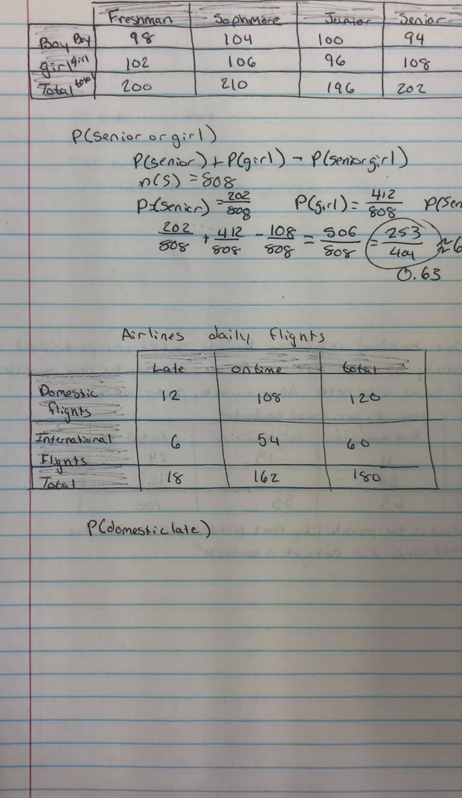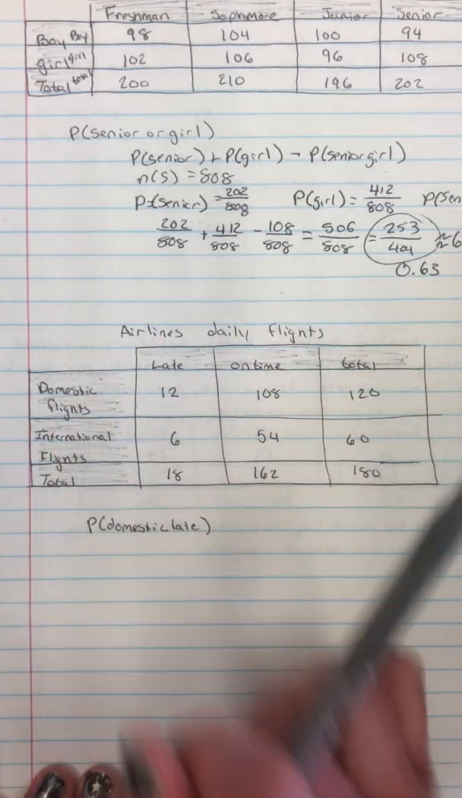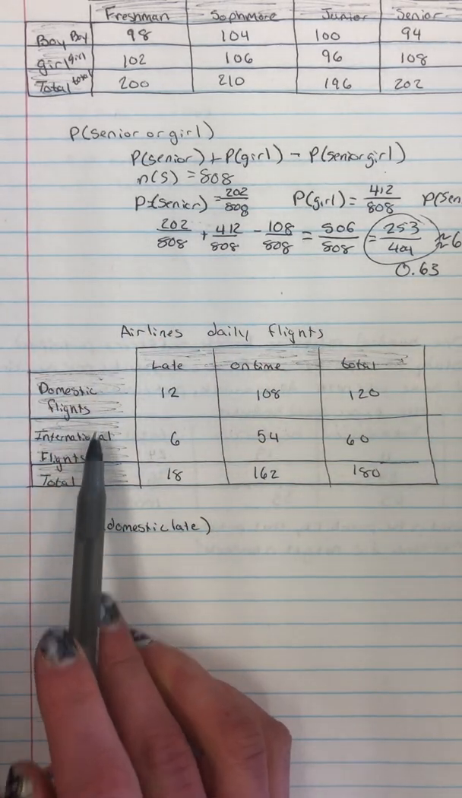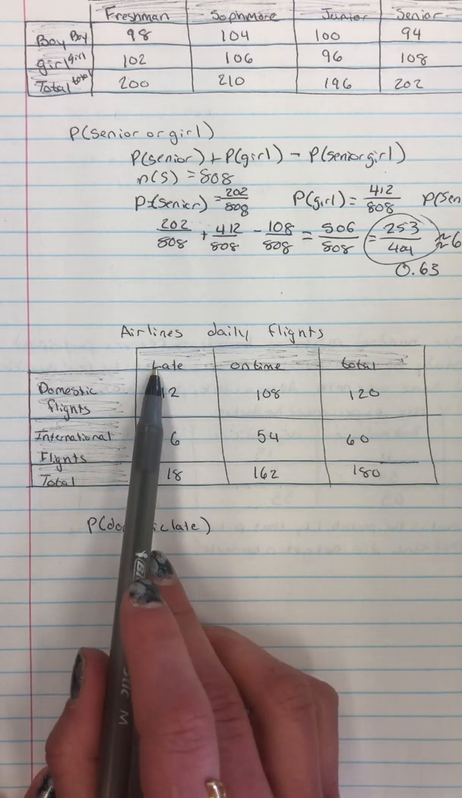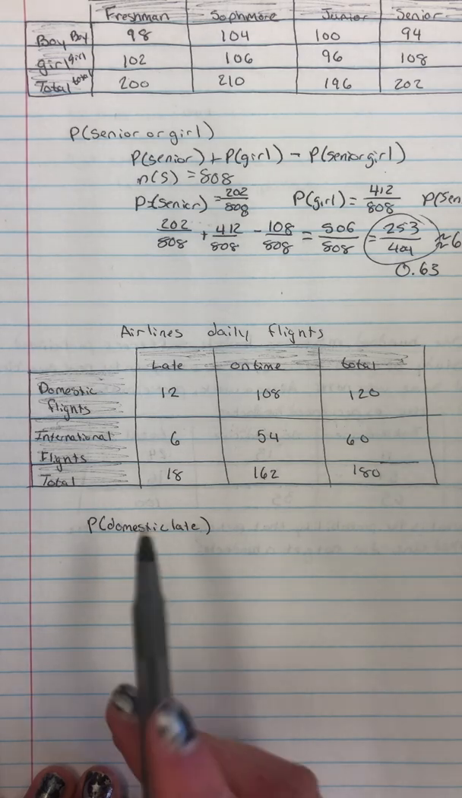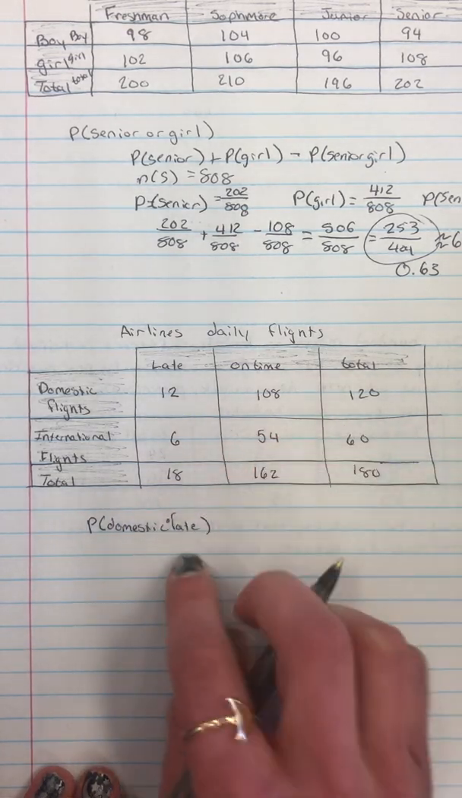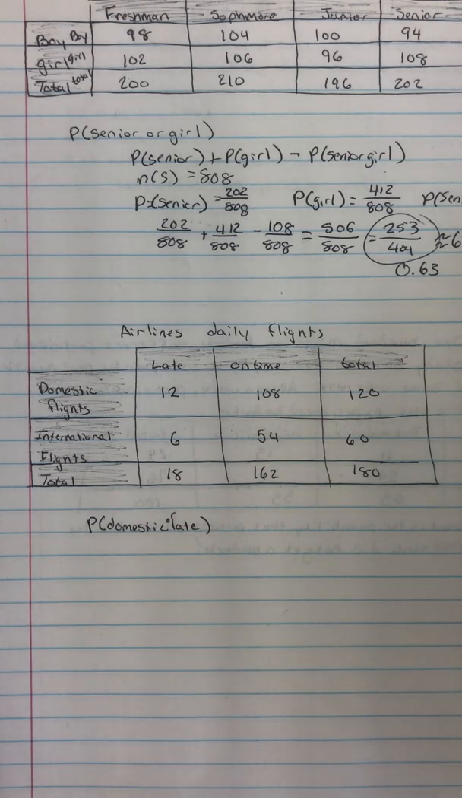And we have one more example before you guys get to work on your assignment for today. Looking at the airline daily flights, we're going to look at this one specific airline. We have domestic flights, international flights, and if they came in late or on time. So the first thing we're going to look at is the probability of a domestic or late flight. I forgot to put "or late flight." A domestic flight or a late flight.